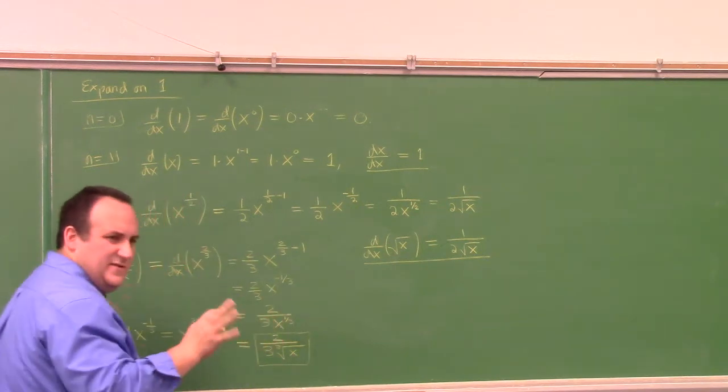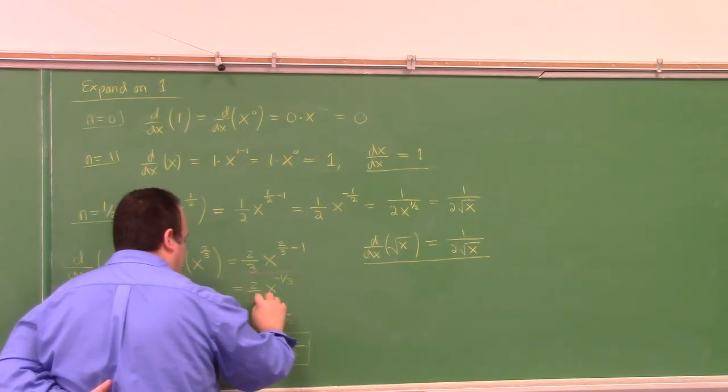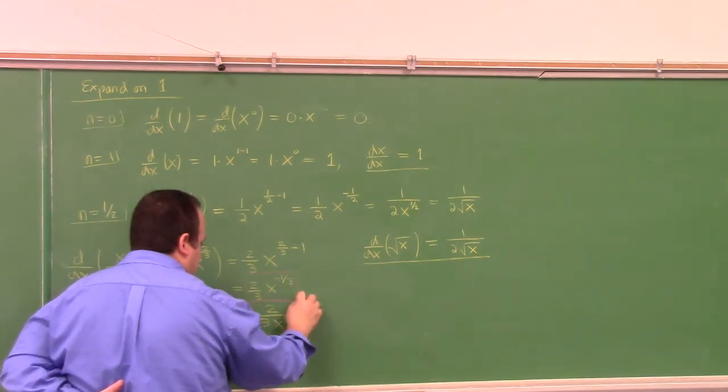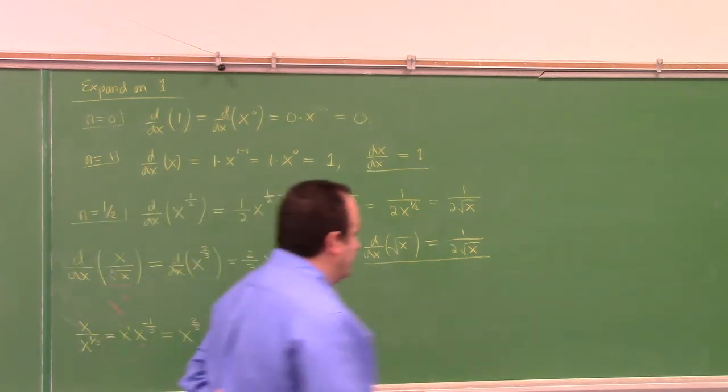But again, to be fair, I really probably would not, unless I wrote the instructions precisely. If I say leave your answer in terms of radicals, then the yellow boxed answer would be the right answer. If I just say differentiate, no need to simplify, then the red answer would be fine. But yeah, this is the power rule. Should we do another? Probably should do another.